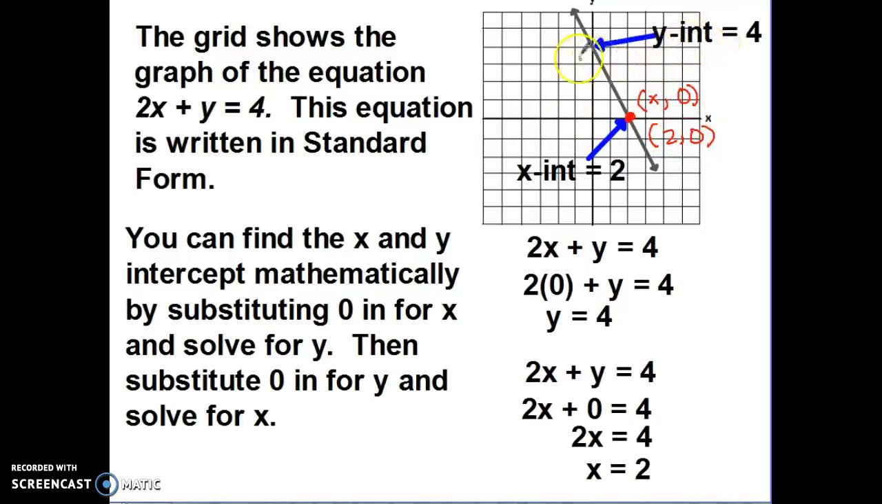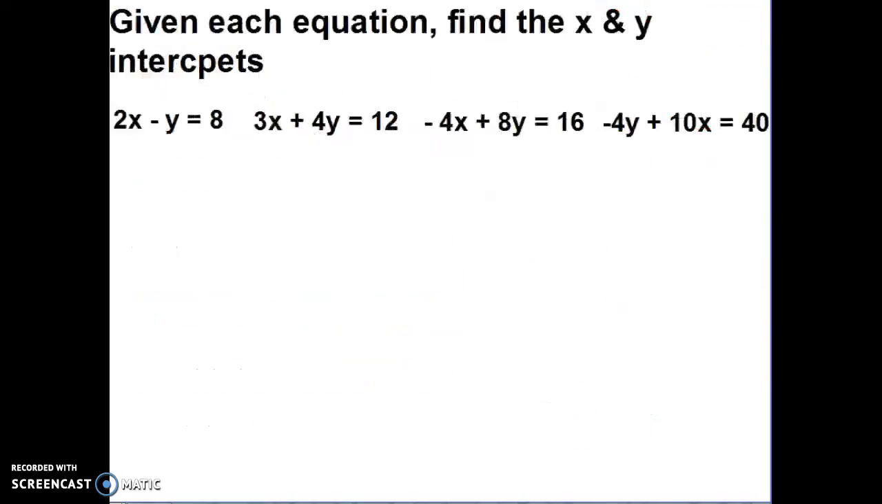Right here, the y-intercept is 4. So we know that the ordered pair will be some number, and x has to always be 0 because you have to stay on the y-axis. And then it's going to be some number here. It's going to be 4. So again, the y-intercept is always 0 and whatever the y is. We did that yesterday, and then we found the quick way.